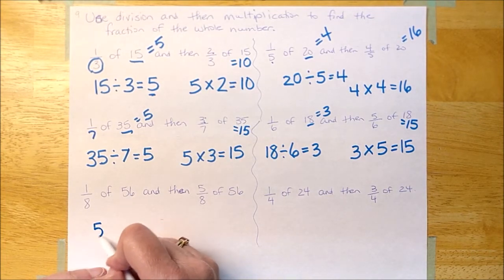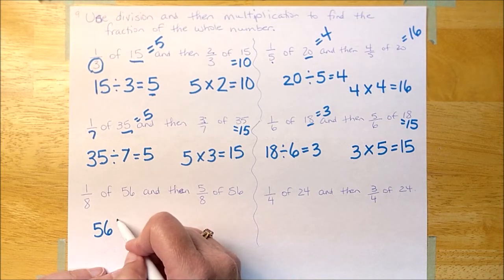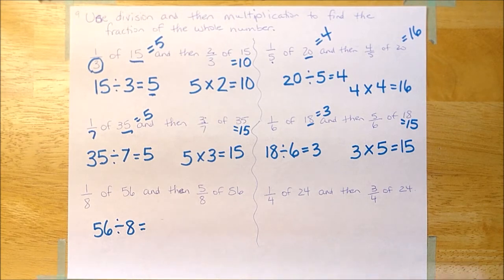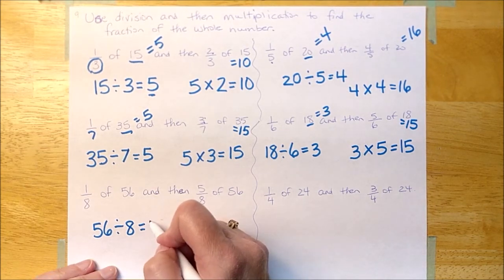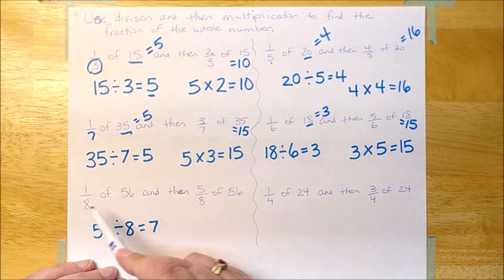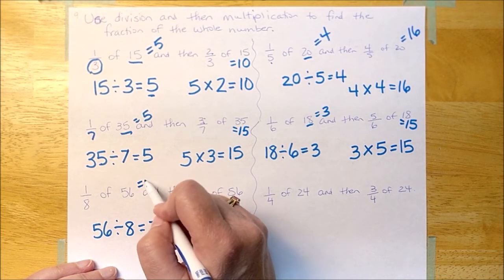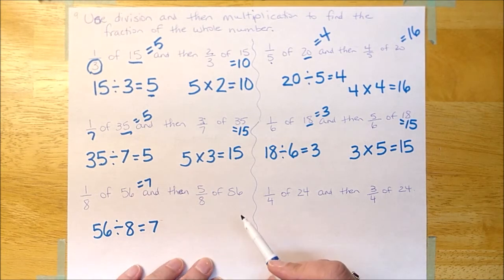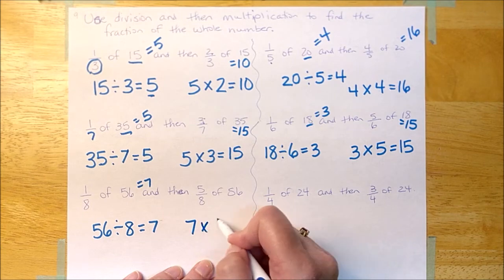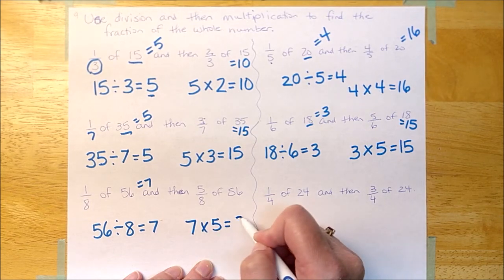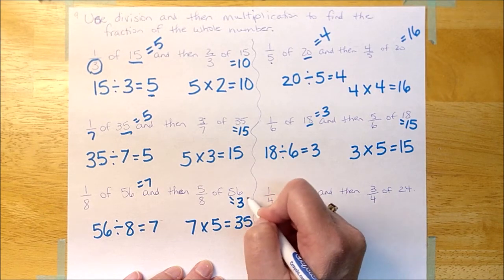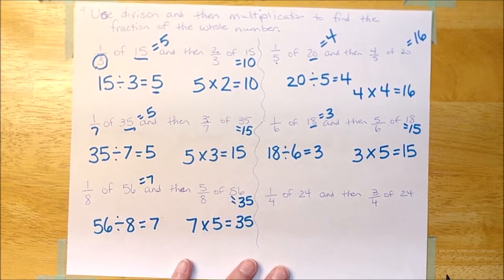So here I have 56, and I have to put it into 8 groups. Hey, this is Mrs. Van Andel's favorite math fact: 5, 6, 7, 8. So if you had one of these, 1/8 of these 56, you would get 7. But you are going to get 5 of those groups. So we have 7 in each group times 5 equals 35. So if you have 5/8 of these 56 apples, you get 35 of them.